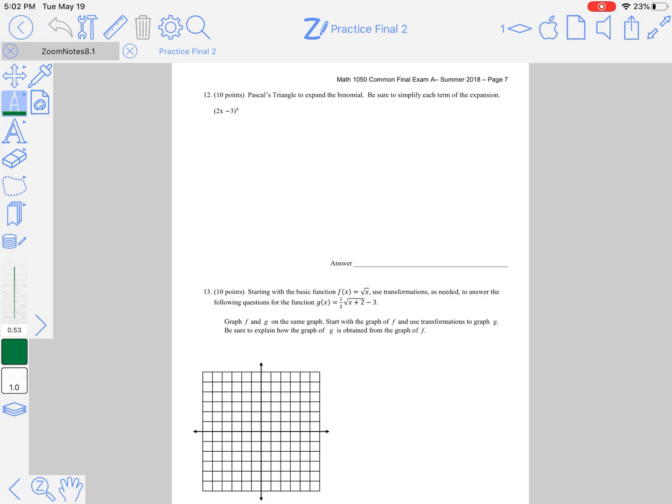The very end of that thing, I hit a button and it took me to some other thing. So, but now we're back. We're going to do 12 and 13.